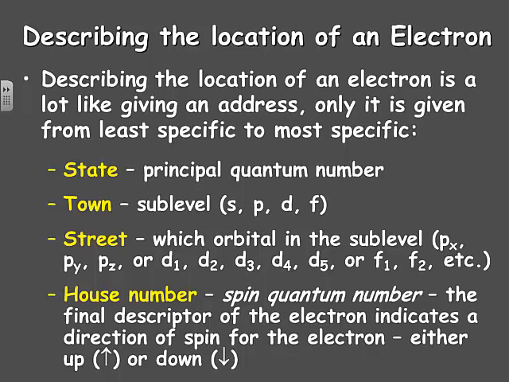So our final, most specific piece of information about electrons is their spin quantum number. And really it's not a number at all. Your book uses either an up arrow or a down arrow to indicate they're spinning in different directions.